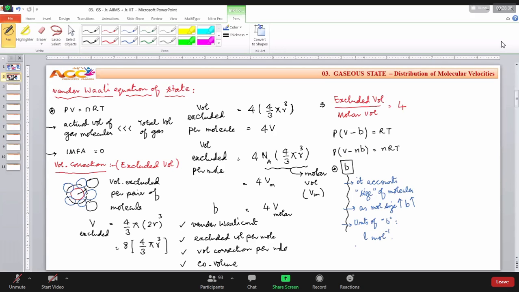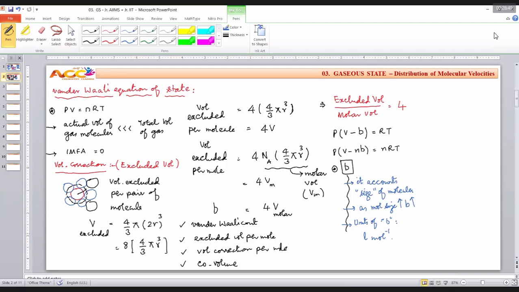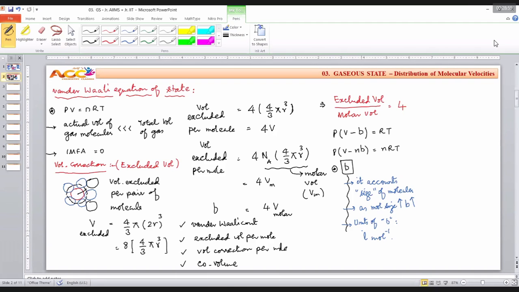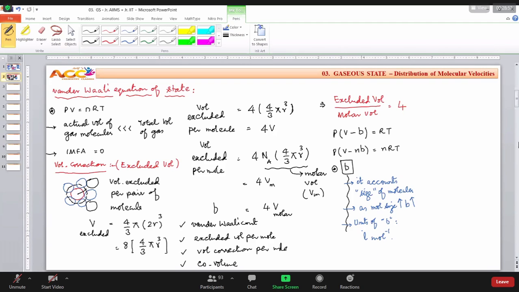For IIT students, we have to do problems based on this one. So B accounts for the size of the molecule, right? It denies that volume is negligible. No, it's wrong. The volume should be countable. As molecular size increases, B value increases, and units of B are liters per mole. This is the first correction. Let us go to the second correction. Write this down first, then we'll proceed.